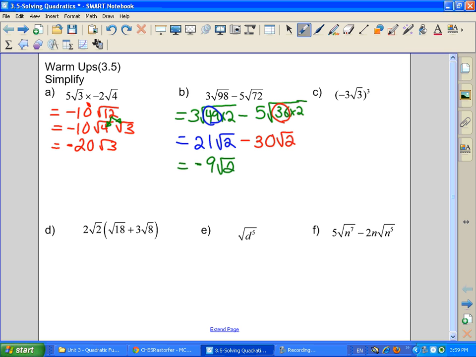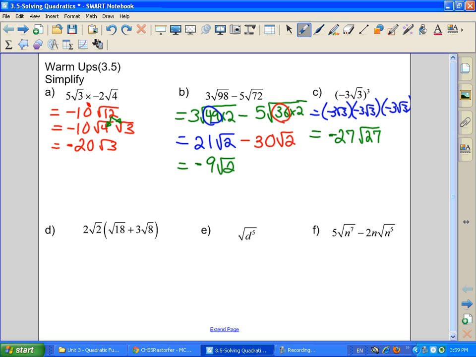All right, moving on. You're going to take -3 root 3 and cube it. What we need to do is expand that out because we have to take -3 root 3 and multiply it by itself 3 times. Okay, so a negative times a negative times a negative is going to equal negative. Okay, 3 times 3 times 3 as our whole numbers is going to be 27.